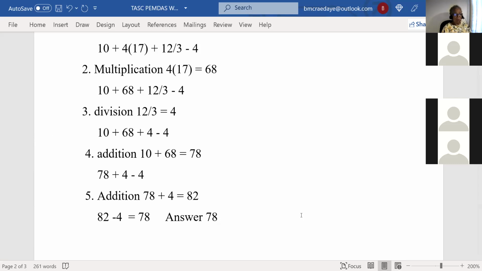Any questions on a problem like that? That one did not have exponents. Let's see.